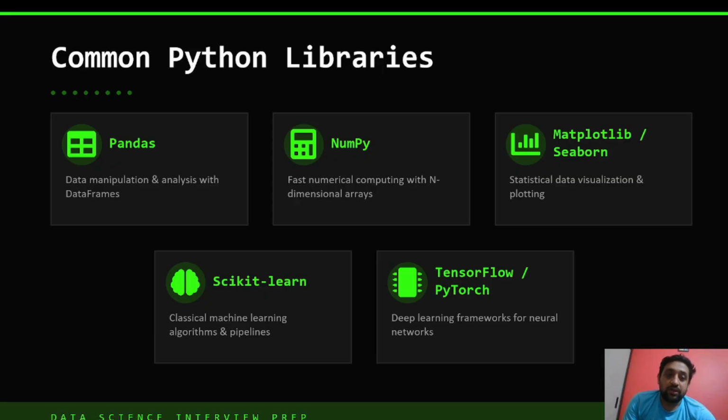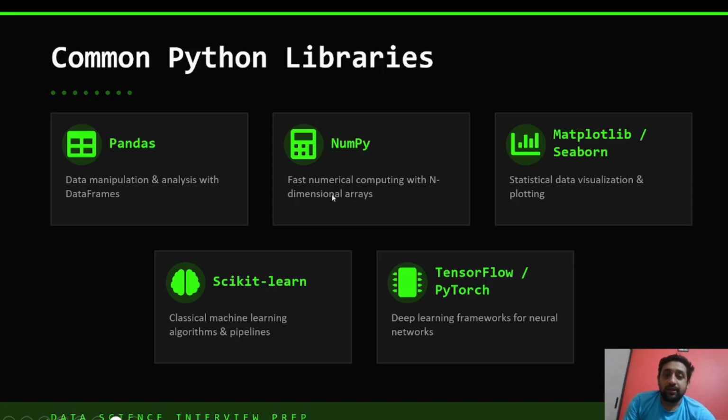Then we have Matplotlib and Seaborn. These are your visualization libraries. Once you have cleaned and analyzed your data, you need to show your findings. Matplotlib gives you full control to build any kind of chart from scratch. Seaborn is built on top of Matplotlib and makes it much easier to create beautiful statistical charts like heat maps, distribution plots, and box plots with just a few lines of code.